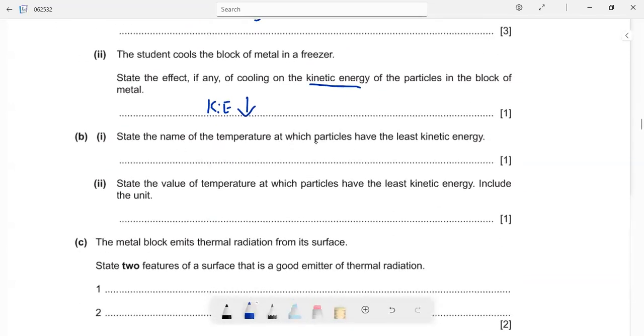State the name of the temperature at which particles have least kinetic energy. At absolute zero, particles will have least kinetic energy. State the value of the temperature at which particles have the least kinetic energy, include the unit. Absolute zero is 0 kelvin, or we can write it as minus 273 degrees Celsius.